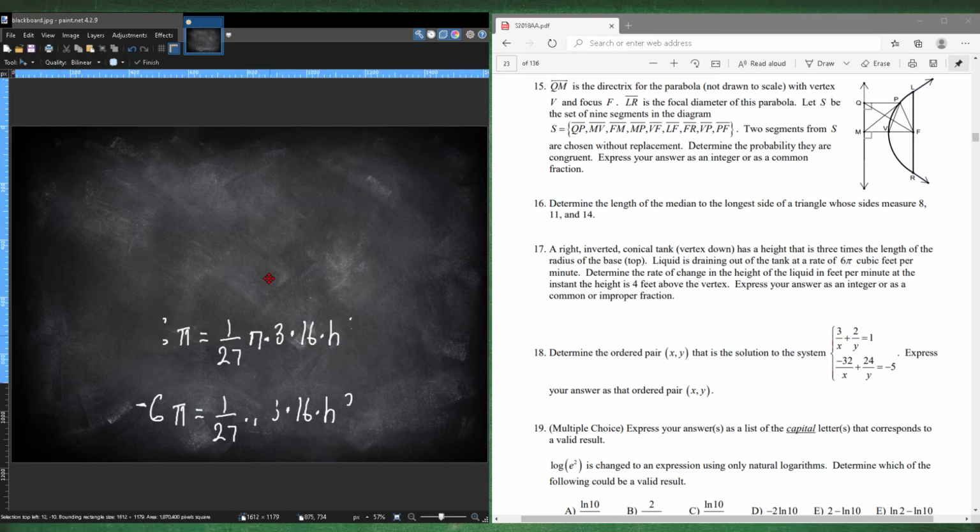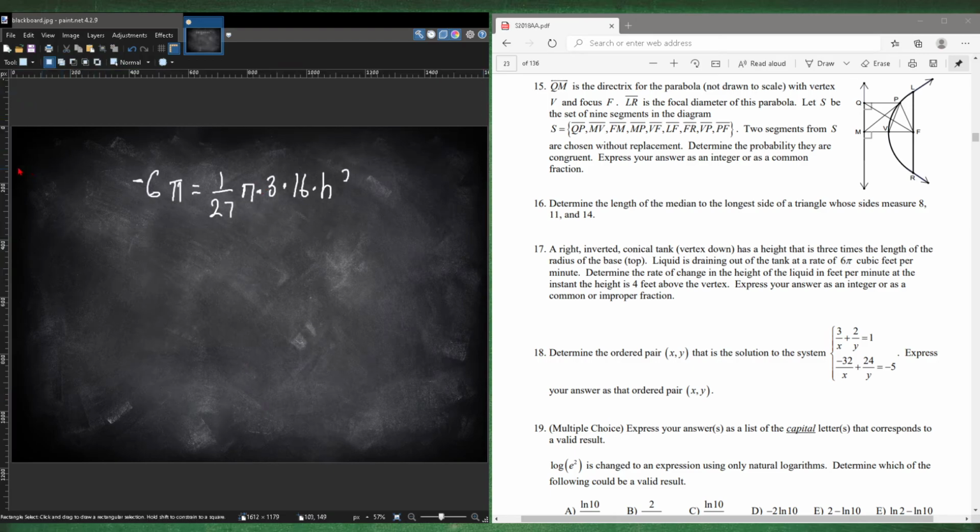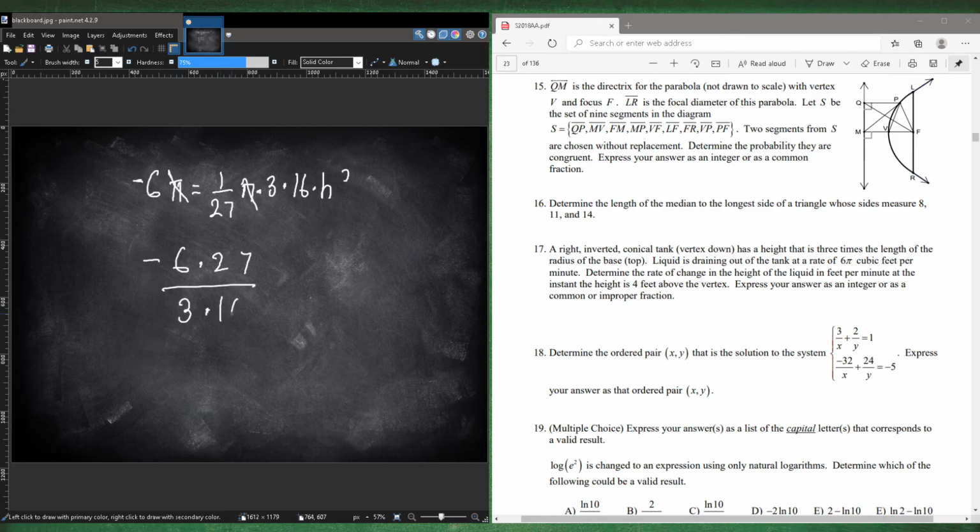Let's move this to the top. So cancel out your pi's. So negative 6 times 27 divided by 3 times 16 is equal to h prime. So 3 and this 6 makes negative 2. So cancel this 2 with this to make 8. So it's negative 27 over 8 is your change in height. And that's your answer for number 17, negative 27 over 8.